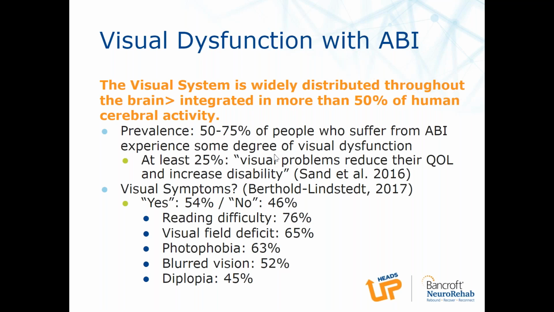A study conducted by Sandotel, strictly with the stroke population, found that at least a quarter of that sample considered that their visual problems had reduced their quality of life or increased their disability. It's a pretty large group of people to say that vision problems alone are having that level of impact and causing them disability. So it further shows why this is important to get our patients involved with as soon as possible.